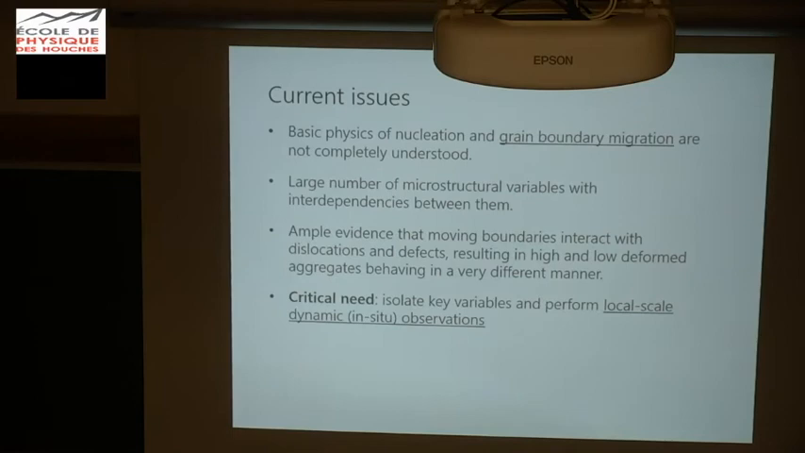So apparently, static recrystallization is a really simple process, and there is a huge amount of experimental evidence behind this, but yet the basic physics of nucleation and grain boundary migration are not completely understood. This is mainly because a large number of microstructural variables affect recrystallization, and also because there are interdependencies between them that make it difficult to separate their effects. There is also ample evidence that recrystallization behaves in a very different manner in highly and lowly deformed aggregates, and here we are going to focus on highly deformed aggregates.